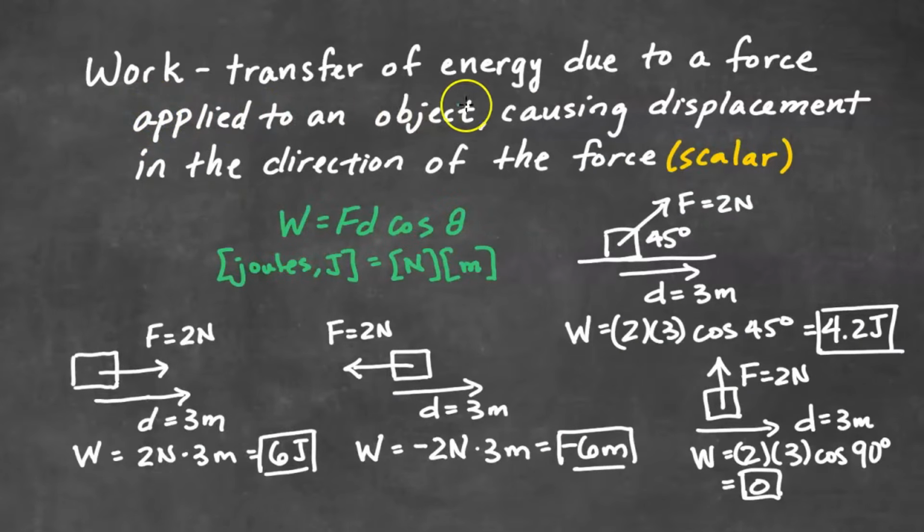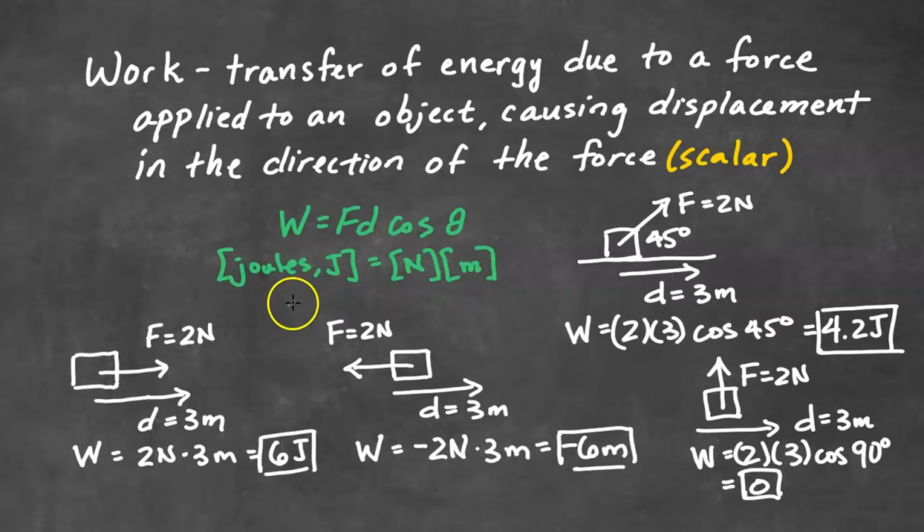Work is the transfer of energy due to a force applied to an object, causing displacement in the direction of the force. And work is a scalar. It only has a magnitude, no direction. The equation for work is force times the displacement times cosine theta. The unit for work is joules, and a joule is equal to a Newton meter.